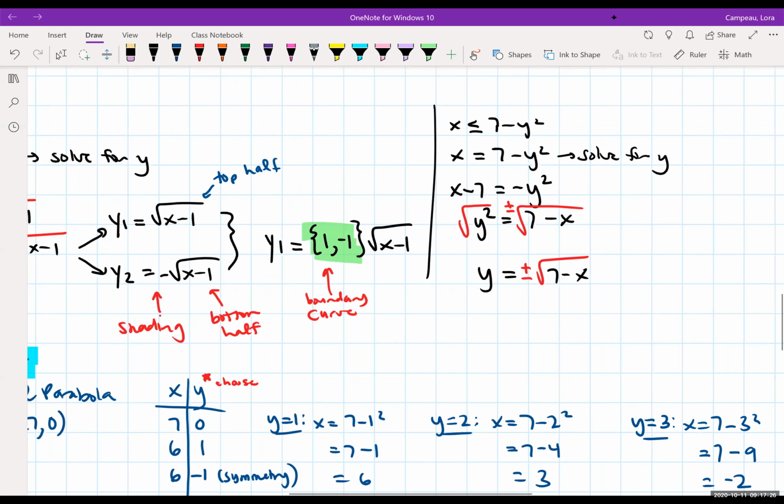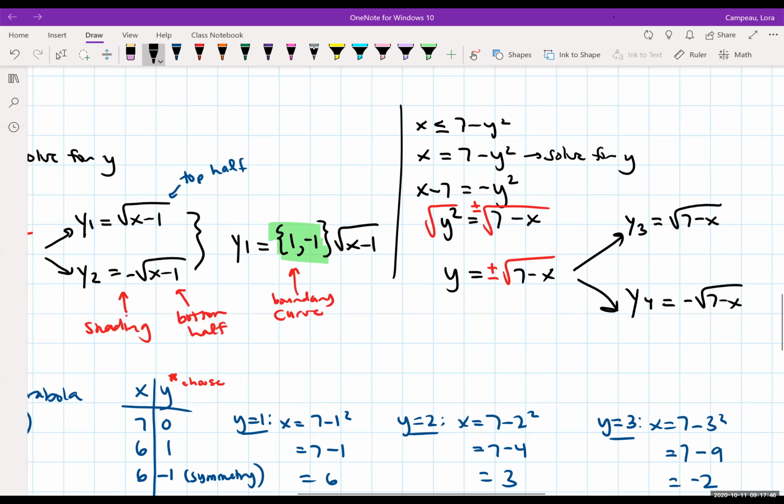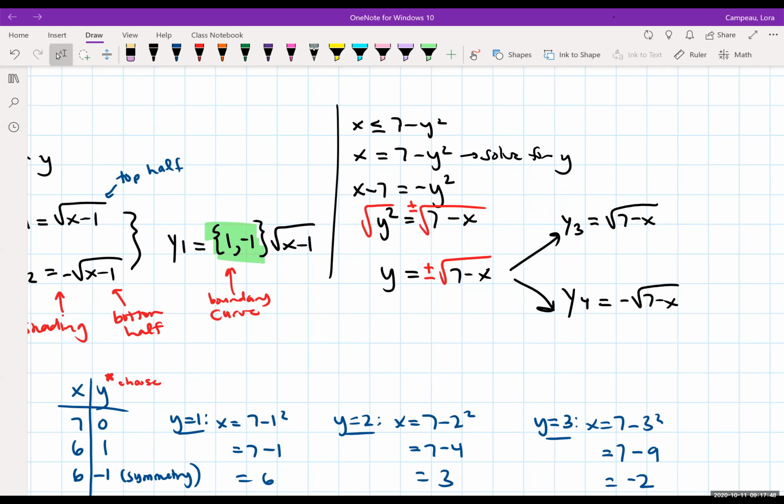But since we might be addressing what the shading might look like, this would lead us to say, all right, why don't we take this? We already have y1 and y2 entered, so we'll have y3 equal the positive version of the square root of 7 minus x, and y4 equal the negative version of the square root of 7 minus x. And now if you're understanding how this works, playing with parabolas already, we have the top half with the positive, and then we now have the bottom half with the negative.